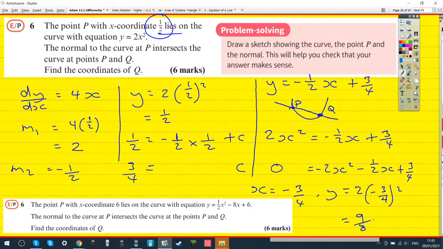And so what's the coordinates of the points of intersection? So would you do it as y equals mx plus c? No, coordinate. Oh, is that y? Yeah, it's y. So for q, it'd be brackets minus 3 over 4, comma, 9 over 8. Close brackets.